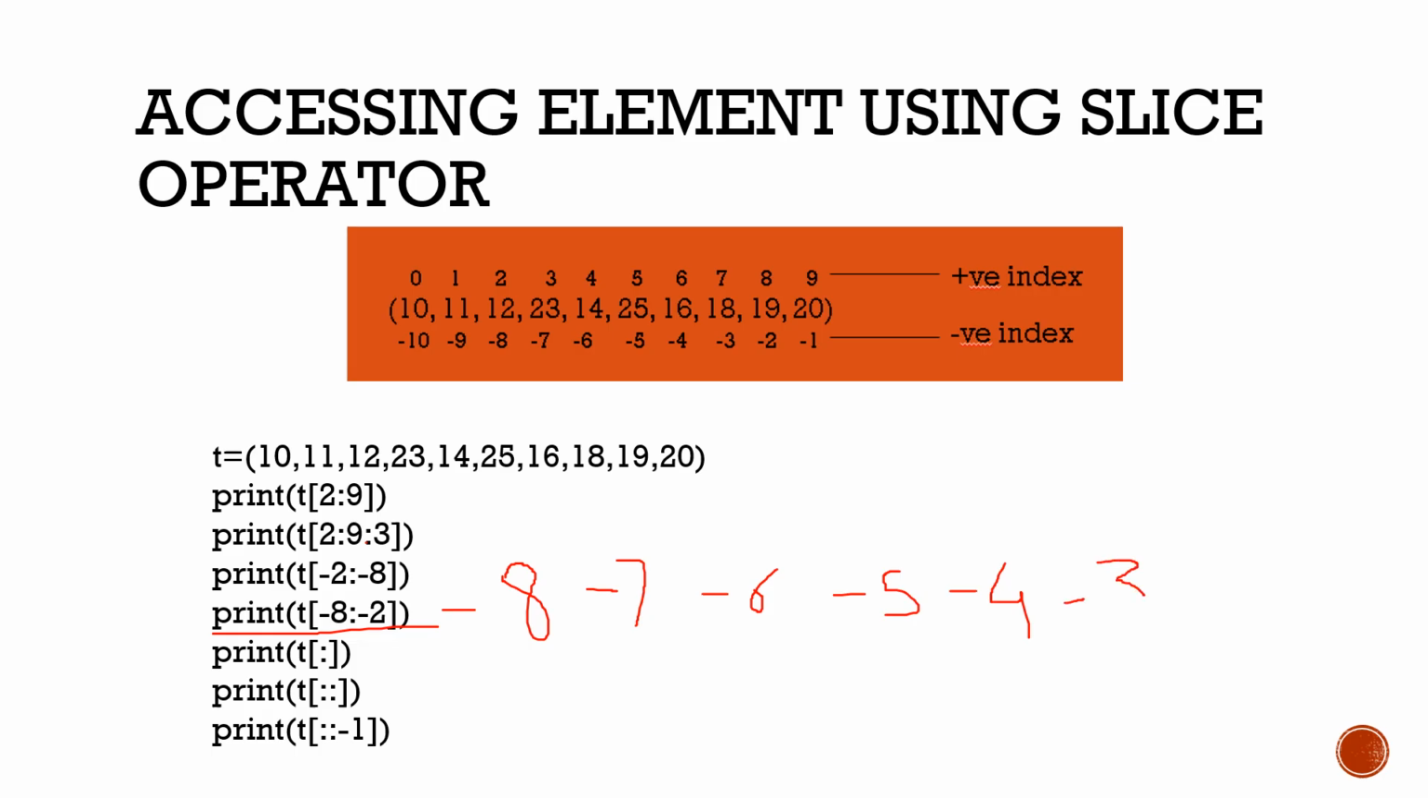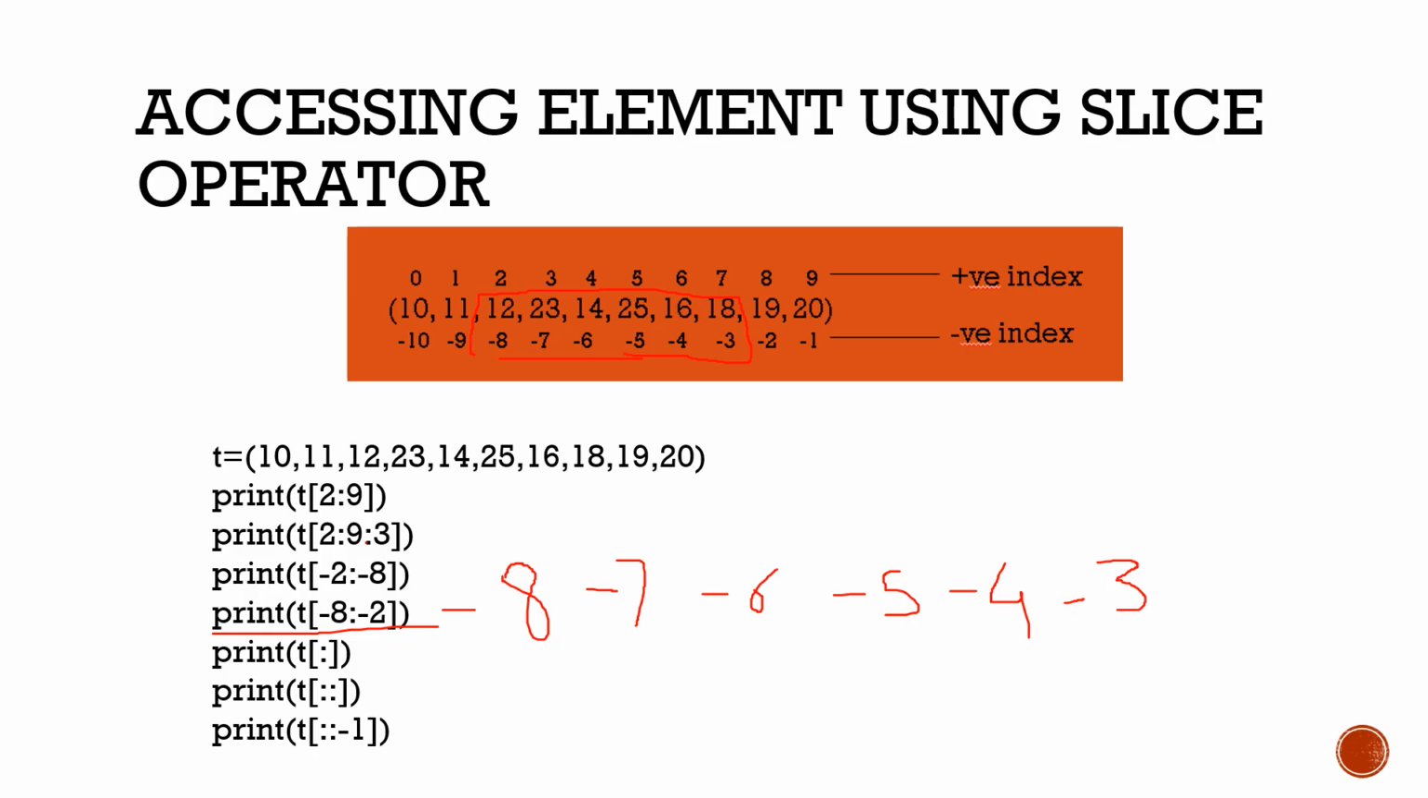It means how many values are going to be retrieved with this one? 1, 2, 3, 4, 5 and 6. A total of 6 values are going to be retrieved from minus 8 to minus 2, because minus 2 is not a part of my sequence, as minus 2 is an excluded value. So it is going to return the values present from minus 8 to minus 3 position. So what is the output for this one? 12, 23, 14, 25, 16 and 18.